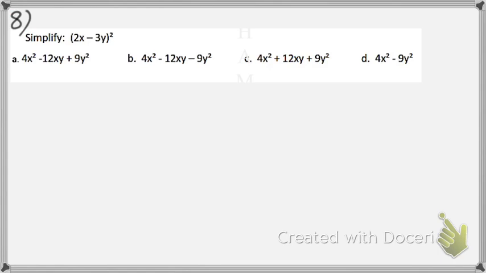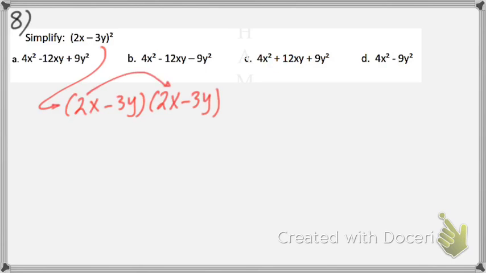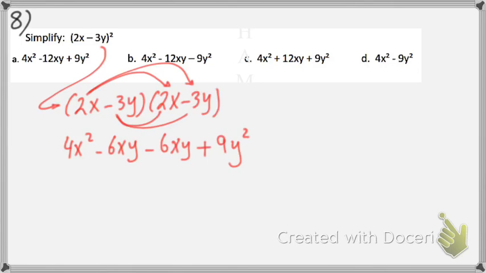We have two methods. I'm going to choose the easier one for me, which is writing 2x minus 3y as a product of two brackets. Then I start by multiplying 2x by 2x to give me 4x squared, and then multiply 2x by negative 3y to give me negative 6xy. Then I go to the second term, which is negative 3y multiplied by 2x to give me negative 6xy. Then the last terms, negative 3y multiplied by negative 3y, which is positive 9y squared.